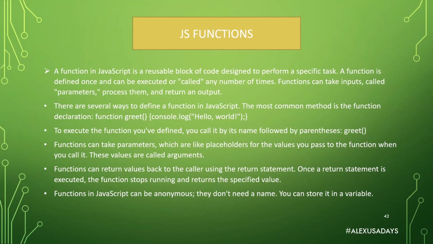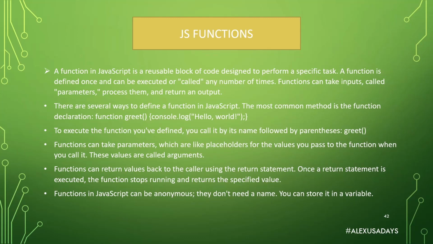You type out the function word, then you give a name to the function. For example, here is greet. Then you open parentheses. If you want to provide any parameters, you put them into the parentheses. And after that, within the curly braces, you have a code block that gets executed. To execute the function you've defined, you call it by its name, followed by the parentheses. For example, I declared function greet and then I want to call it. I just have to write the function name with parentheses to get it called.